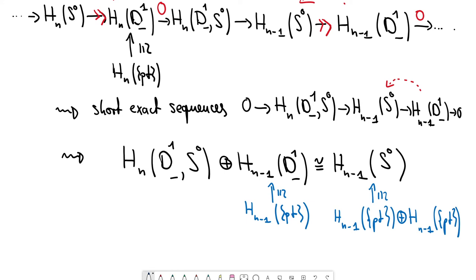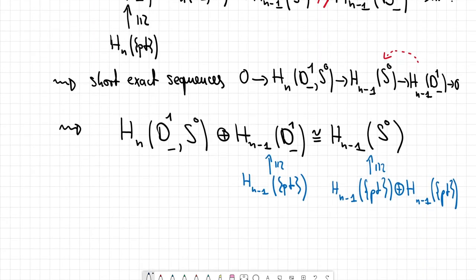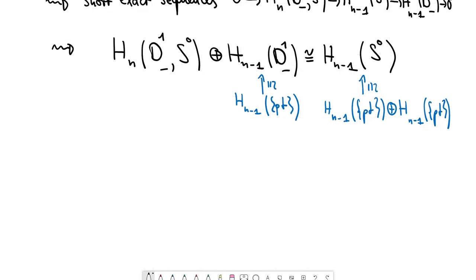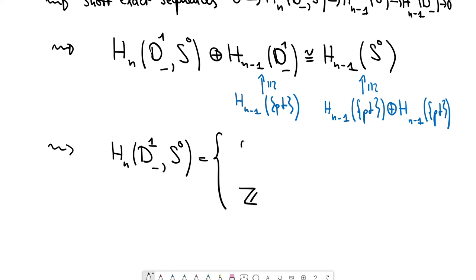And this implies an actual computation, which I write down now. So the consequence of this is, since we have this dimension axiom now, that Hn... so let me first write it. It's the following. We only have something in degree one. That's the result. Why is that?